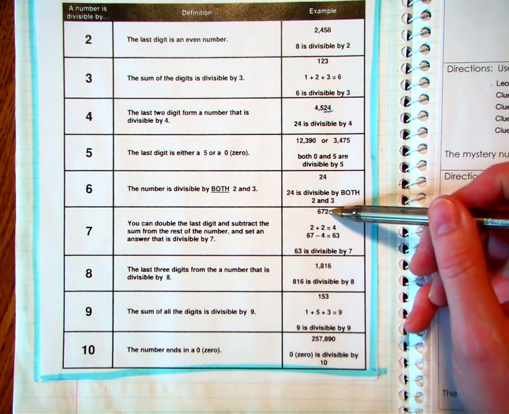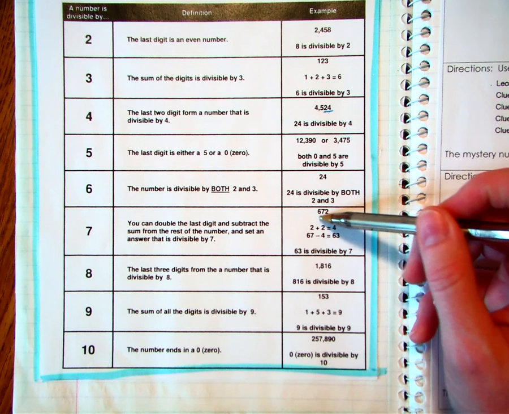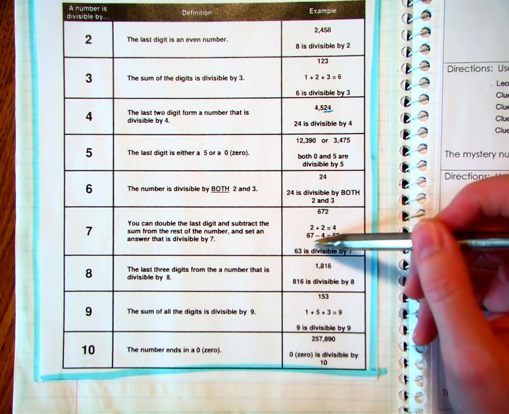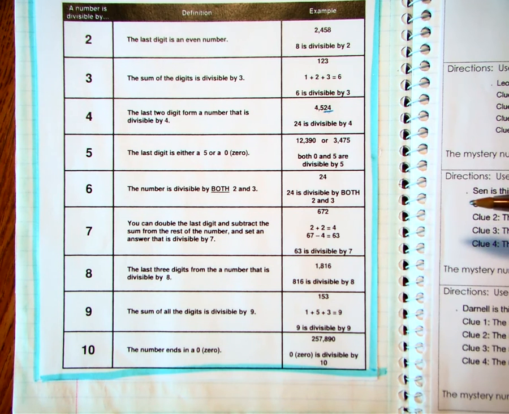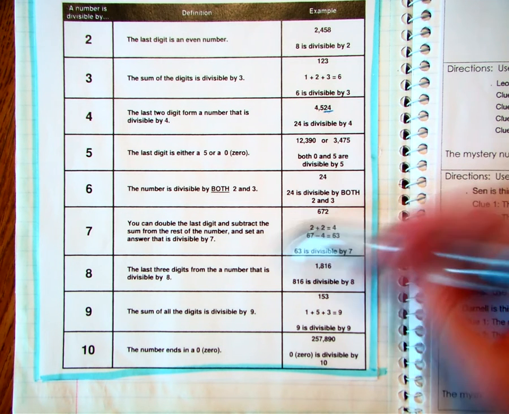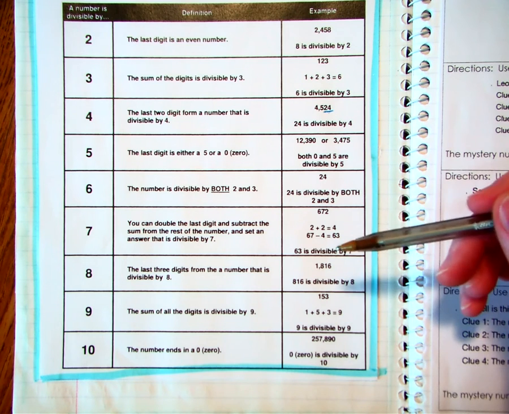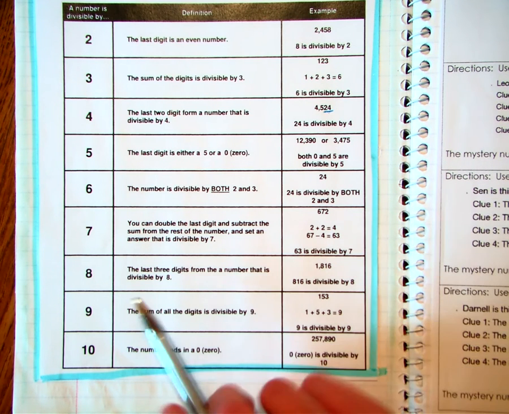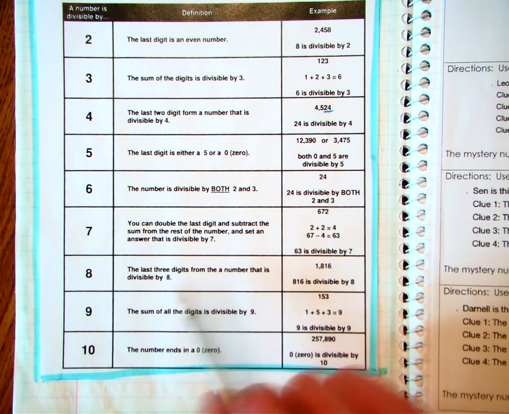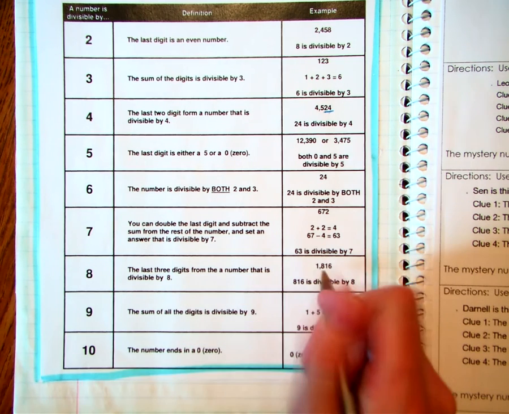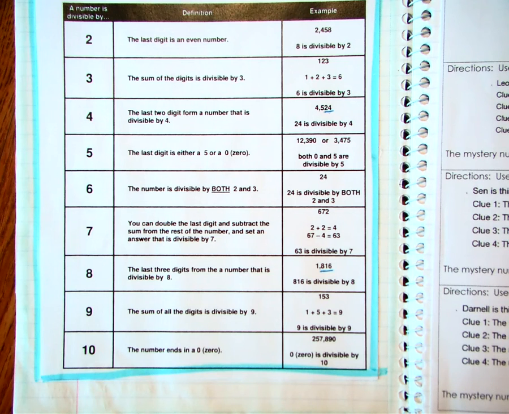So they took 2, they doubled it, subtracted it from the remainder of the number, which was 67. 67 minus 4 got you 63, and 63 is divisible by 7. For me, remembering that rule is highly unlikely. I'd probably end up just doing the division. On 8, the last 3 digits form a number that is divisible by 8. So they only looked at the 816 to determine whether it was divisible by 8.